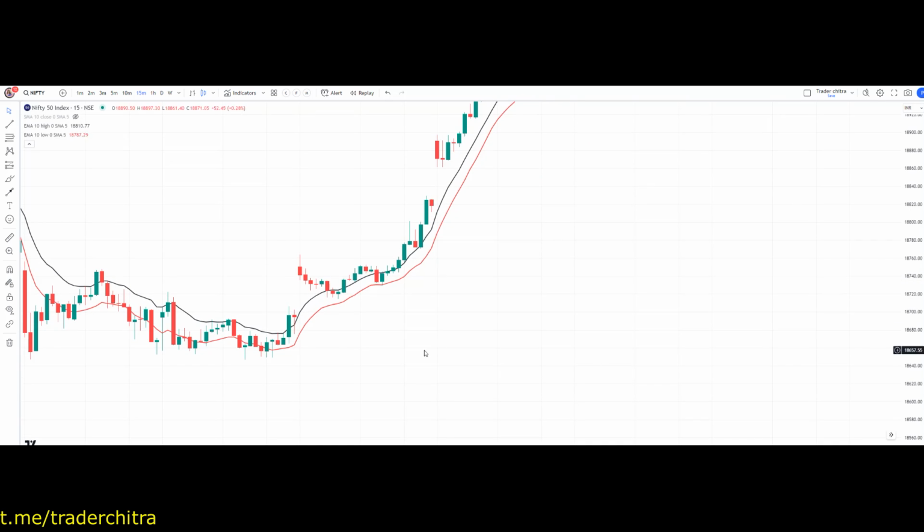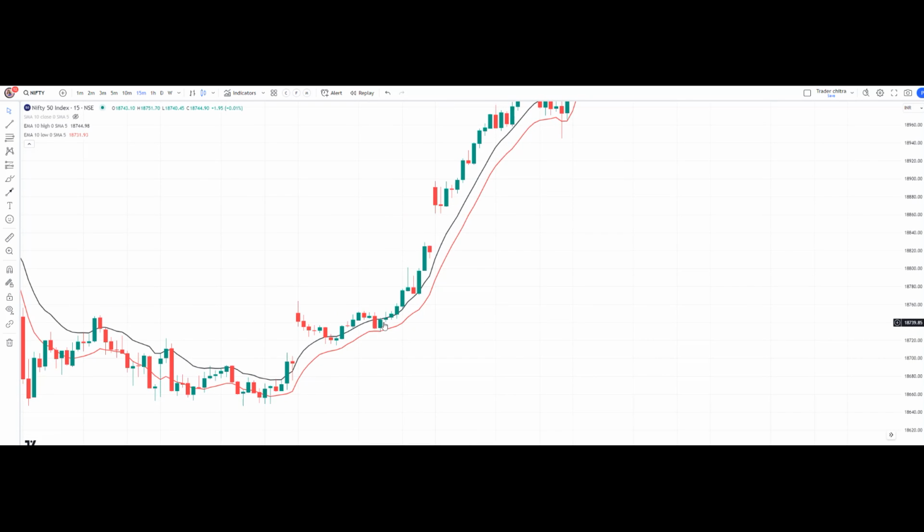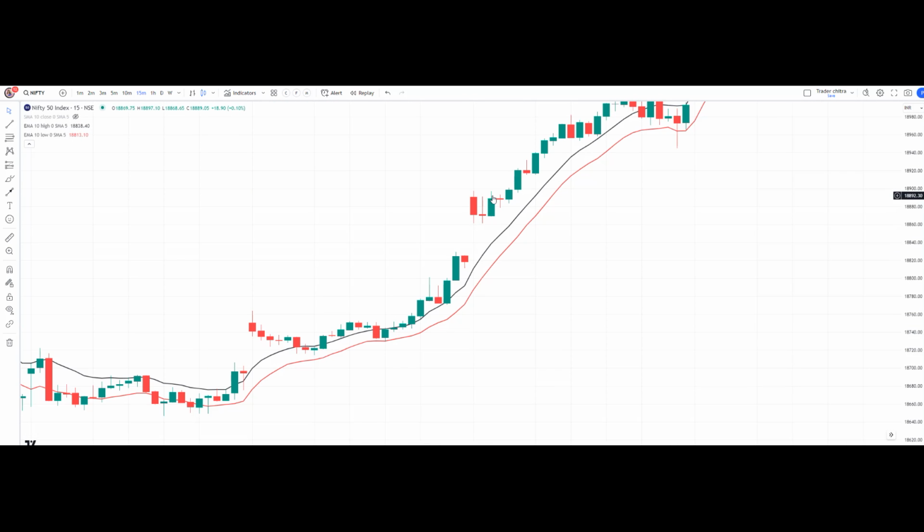See here the price has taken support at the low of the EMA, that is, we have changed the source to the low. After that, price started moving in the upside direction.